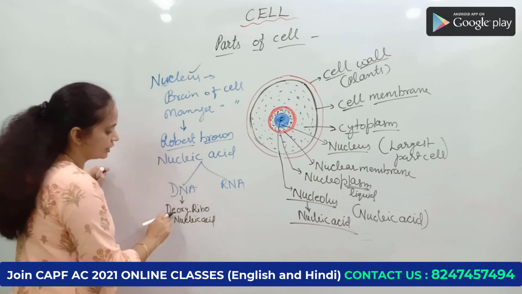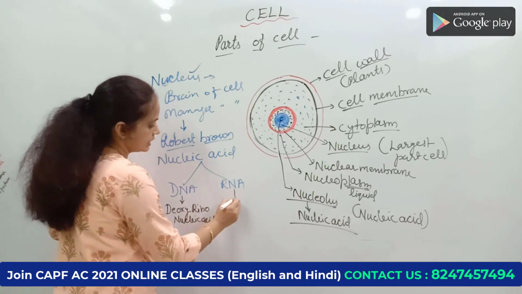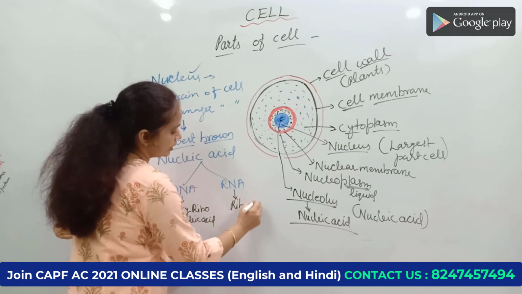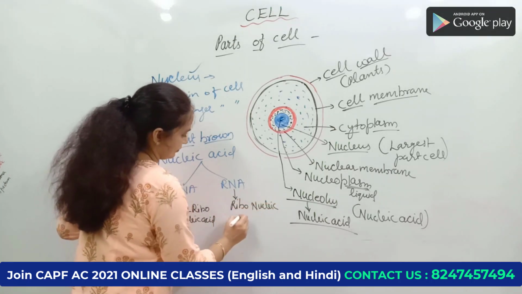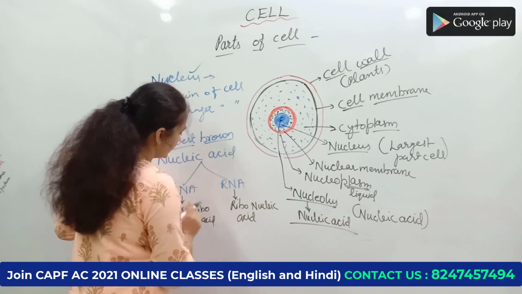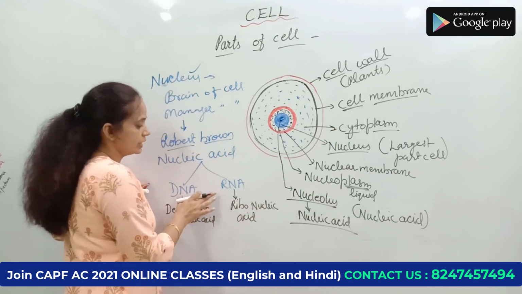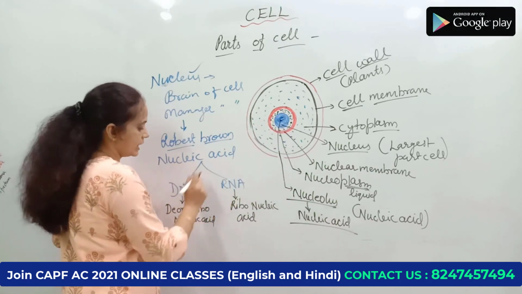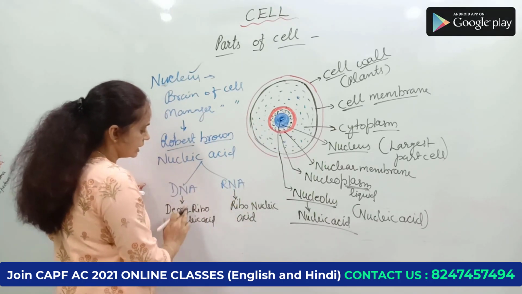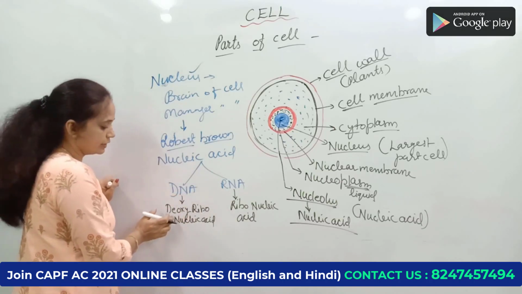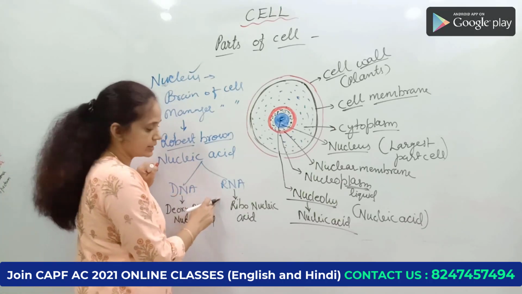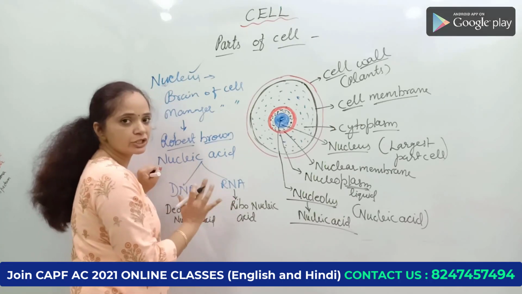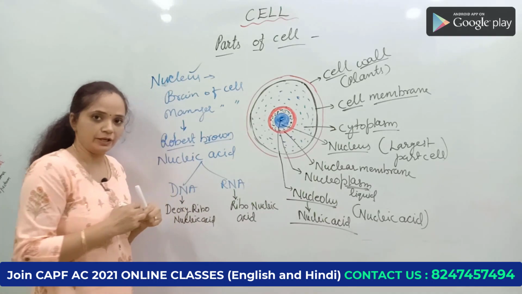DNA stands for deoxyribonucleic acid and RNA stands for ribonucleic acid. DNA and RNA both are present in the nucleus in the form of nucleic acid. So DNA stands for deoxyribonucleic acid and RNA stands for ribonucleic acid. Now let's see the differences and functions of DNA and RNA.